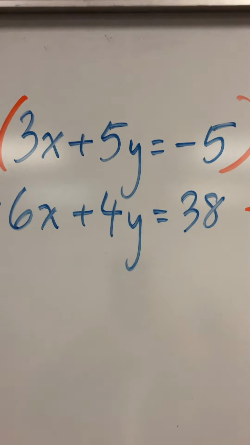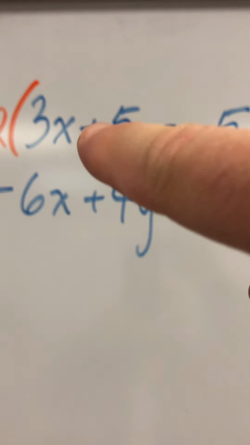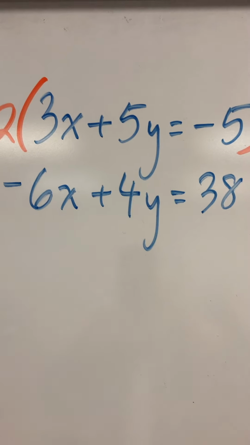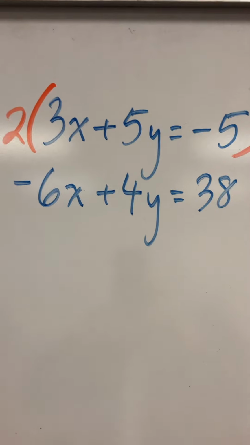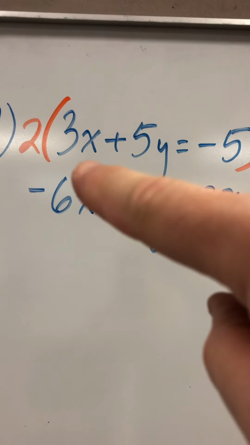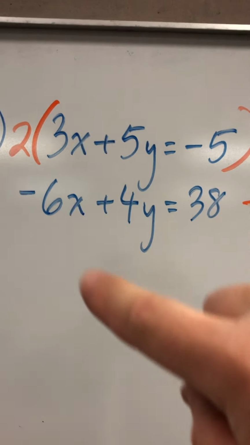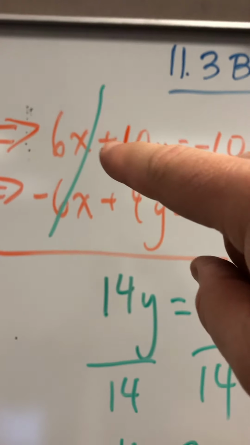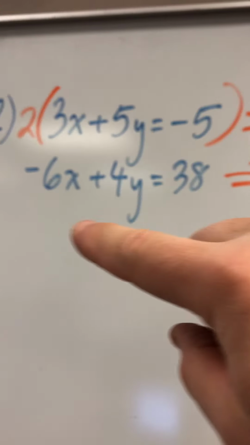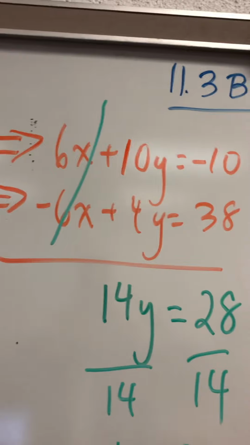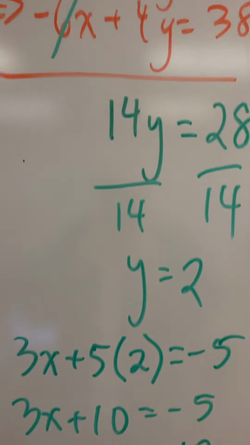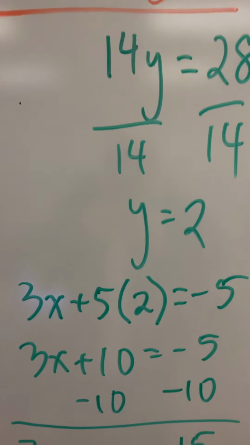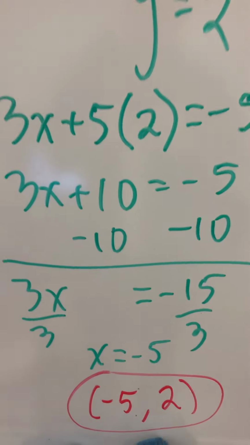Here, do you see I have positive 3x and negative 6x. So I'm going to do a shortcut and only multiply the top row by 2. Why? Because that'll give me positive 6x to go along with the negative 6x. I get y equals 2, put 2 back in for y, and I get x equals negative 5.